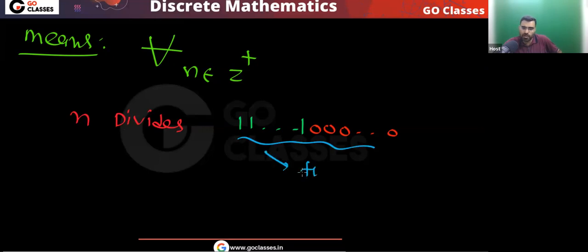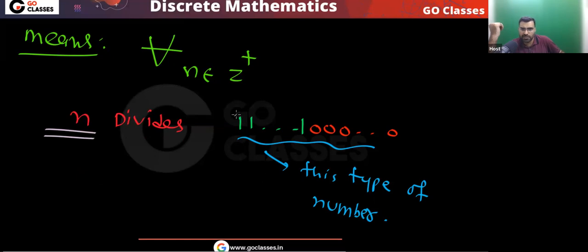Can you prove it? Please tell me, can you prove it from the previous proof? N divides this type of number. Whatever n you take, that will divide this type of number. How to prove it? Tell me. See, it is a very simple proof.